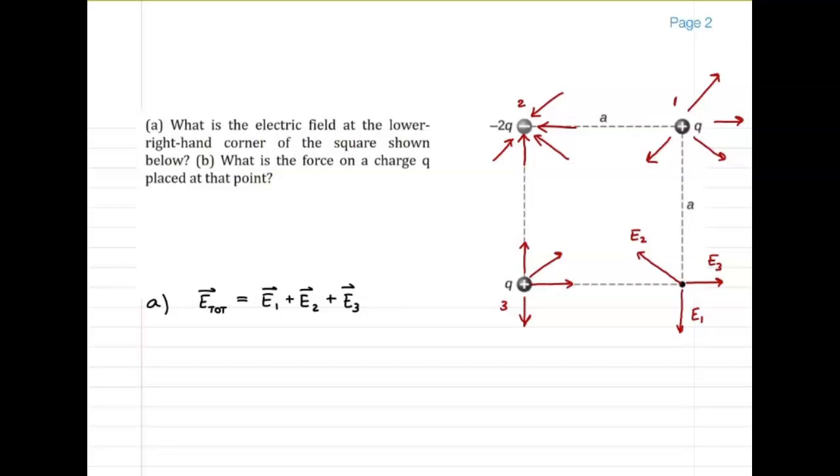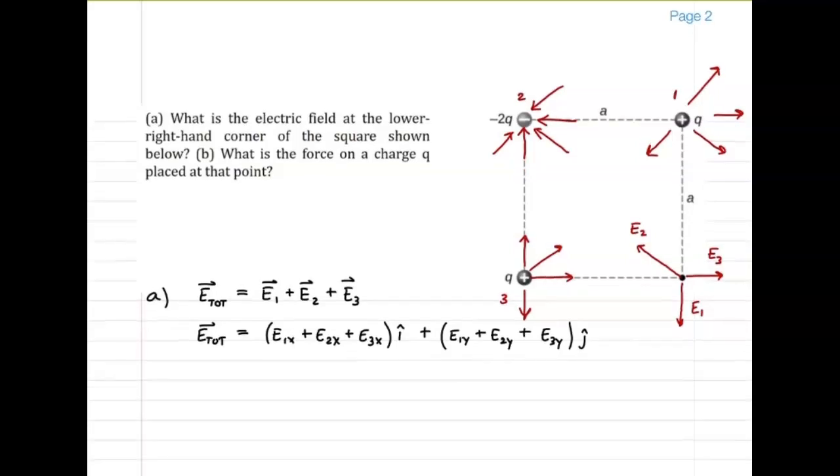So we can write this E total as (E1x plus E2x plus E3x) times i hat, that's in the x direction, plus (E1y plus E2y plus E3y) times j hat. Okay, so let's figure this out.